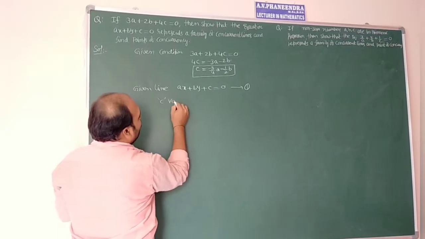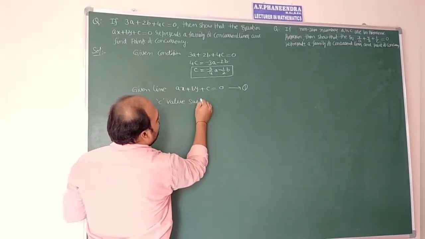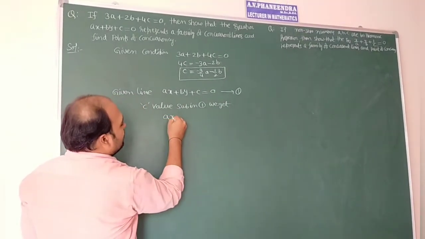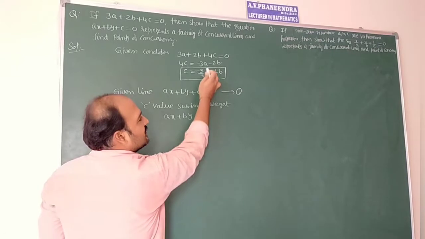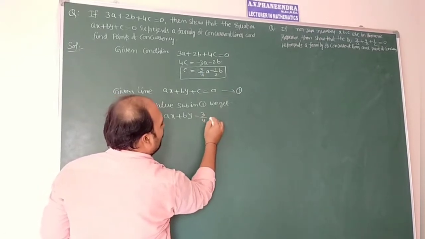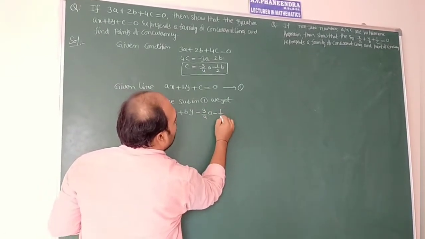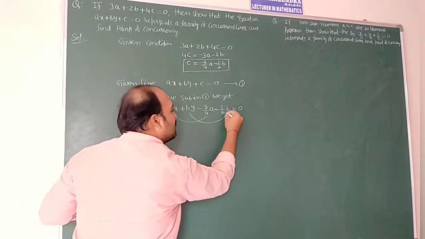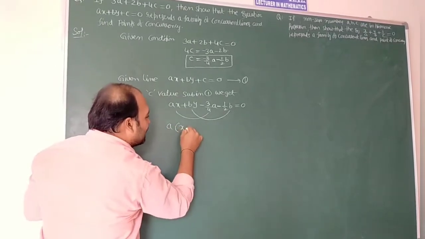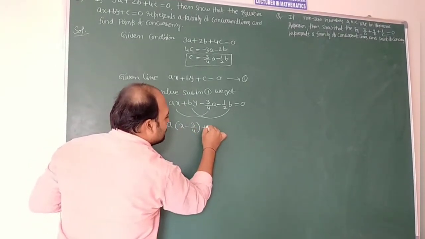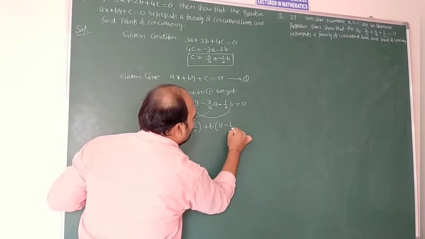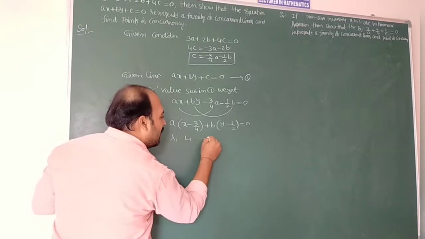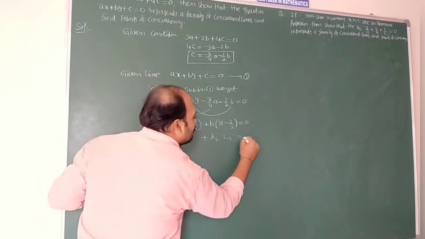Substituting c in 1, we get ax plus by, in place of c this value we are writing, minus 3 by 4 into a minus 1 by 2 into b is equal to 0. From these two, a take common, from these two, b take common. a into (x minus 3 by 4) plus b into (y minus 1 by 2) is equal to 0. It is looking like lambda 1 into L1 plus lambda 2 into L2 equal to 0.